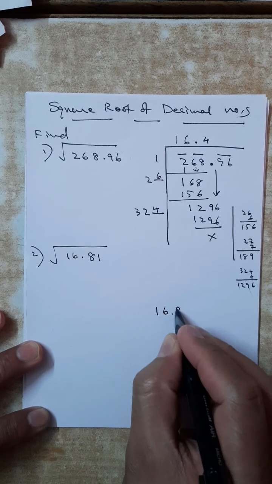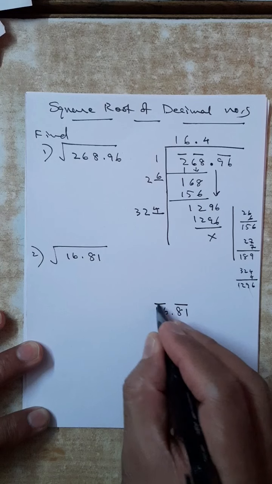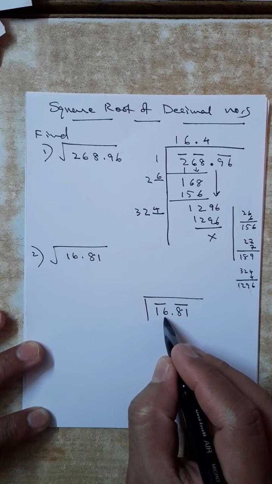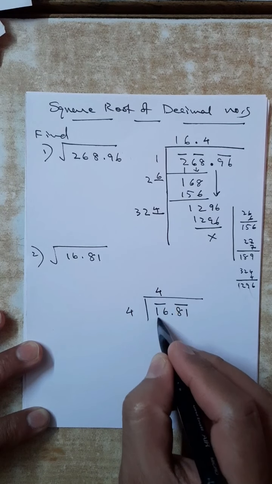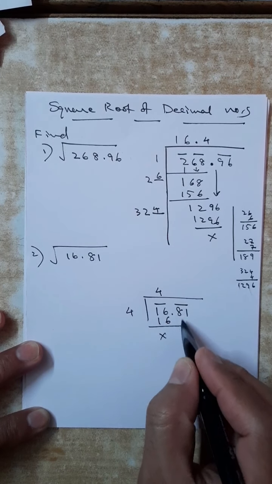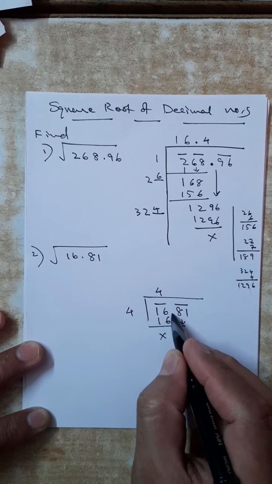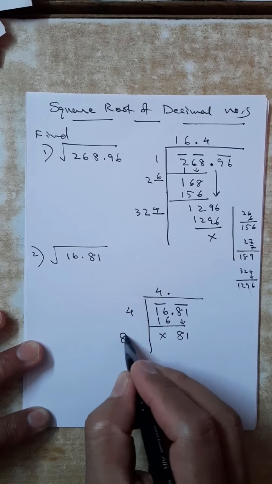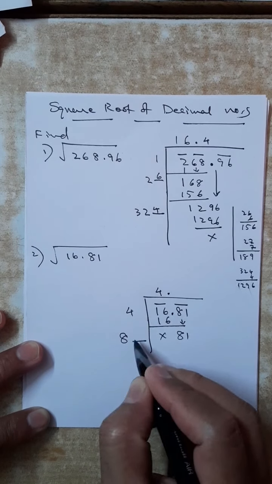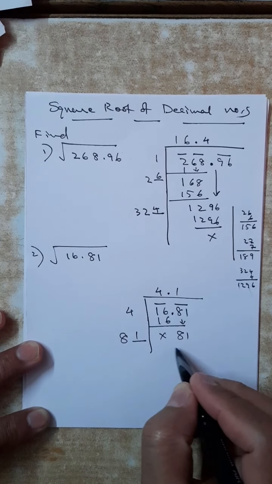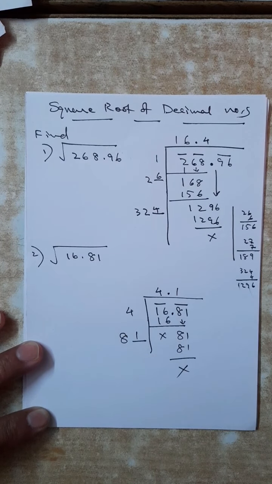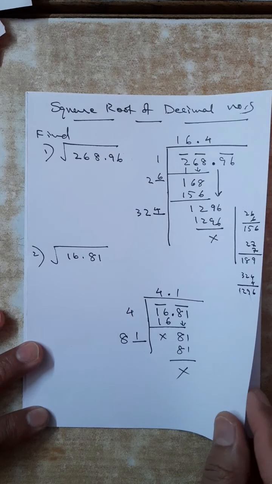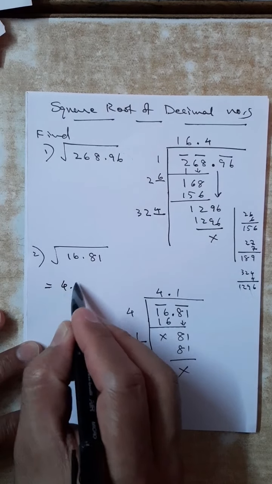16.81. Grouping from decimal point towards right and towards left. First group is 16. 4 4s are 16. Balance nothing. Bring the next group. That is decimal area. So putting the pointer. 81 is coming down. 4 into 2 is 8. You have to fill something. 1 into 81 is 81. So answer is 4.1.